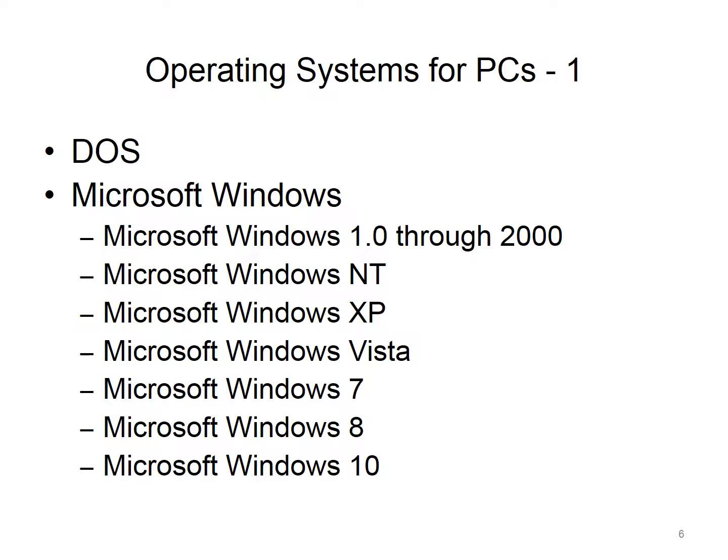Windows Vista was met with poor critical reception, and in 2009, Microsoft introduced Windows 7, which was primarily intended to be an incremental upgrade for Windows Vista. Windows 8 was released in 2012 and introduced some changes, including a touch-optimized Windows shell. Windows 10, the latest version, was released in 2015.